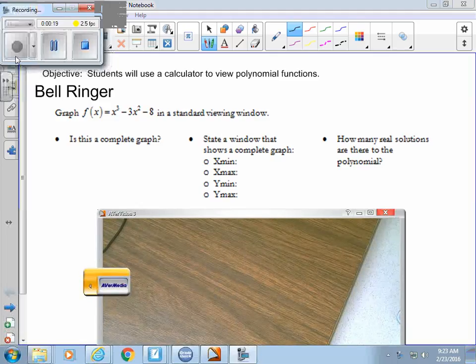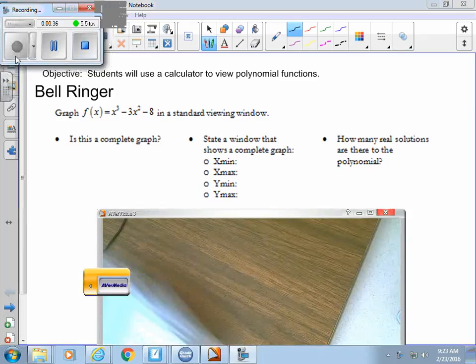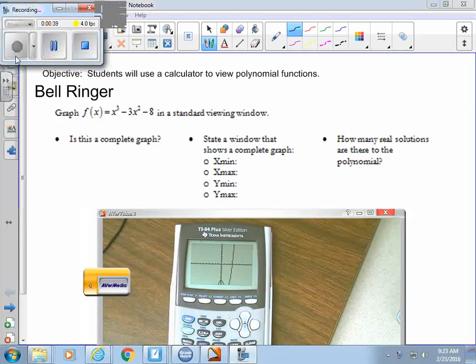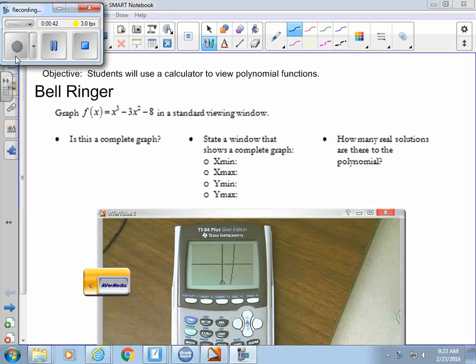So I asked you to graph this function in the standard viewing window. What is the standard viewing window? It's -10 to 10 both on the x and the y. And zoom 6 will take you there very quickly. So that should have been the picture you got. Is that a complete graph? No.